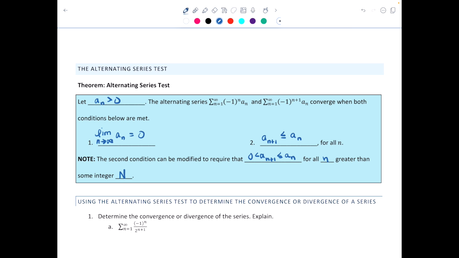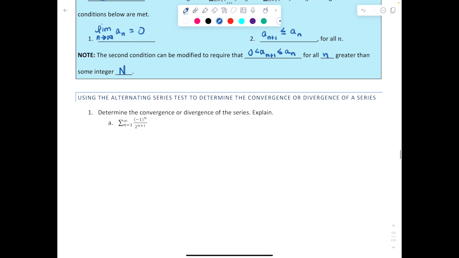Now, one of the trickiest things about the alternating series test is when that first condition fails, what happens is it diverges by the nth term test for divergence. We'll run into that in one of our problems, and I'll point it out. Okay? All right, so let's look at this first one. Determine the convergence or divergence of the series and explain.